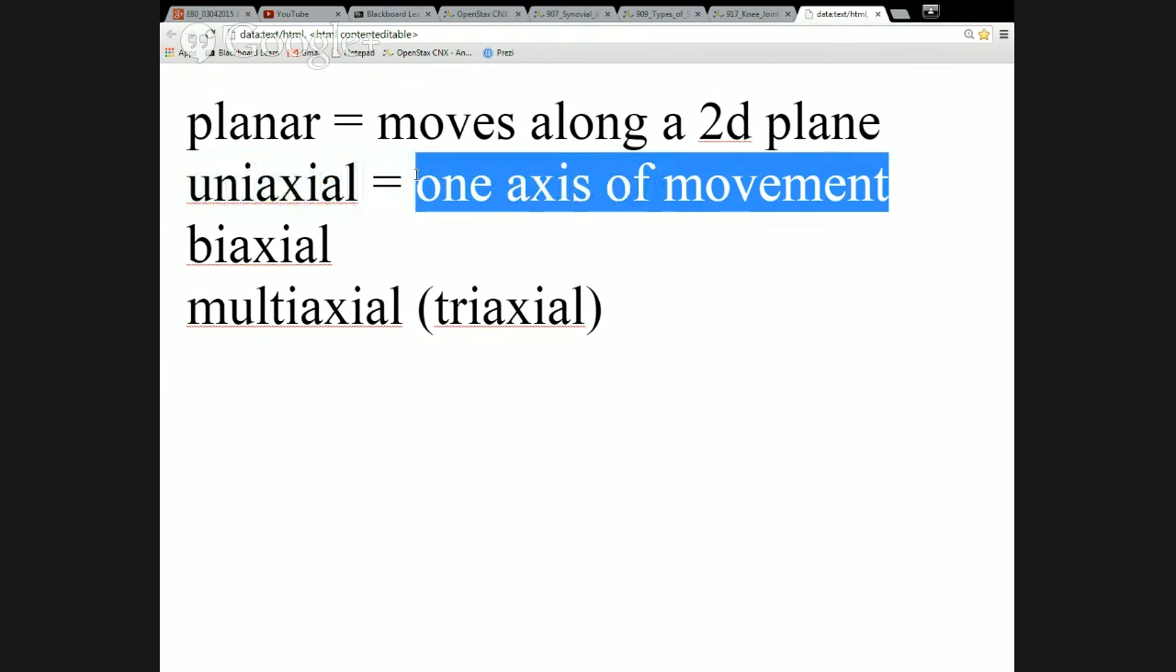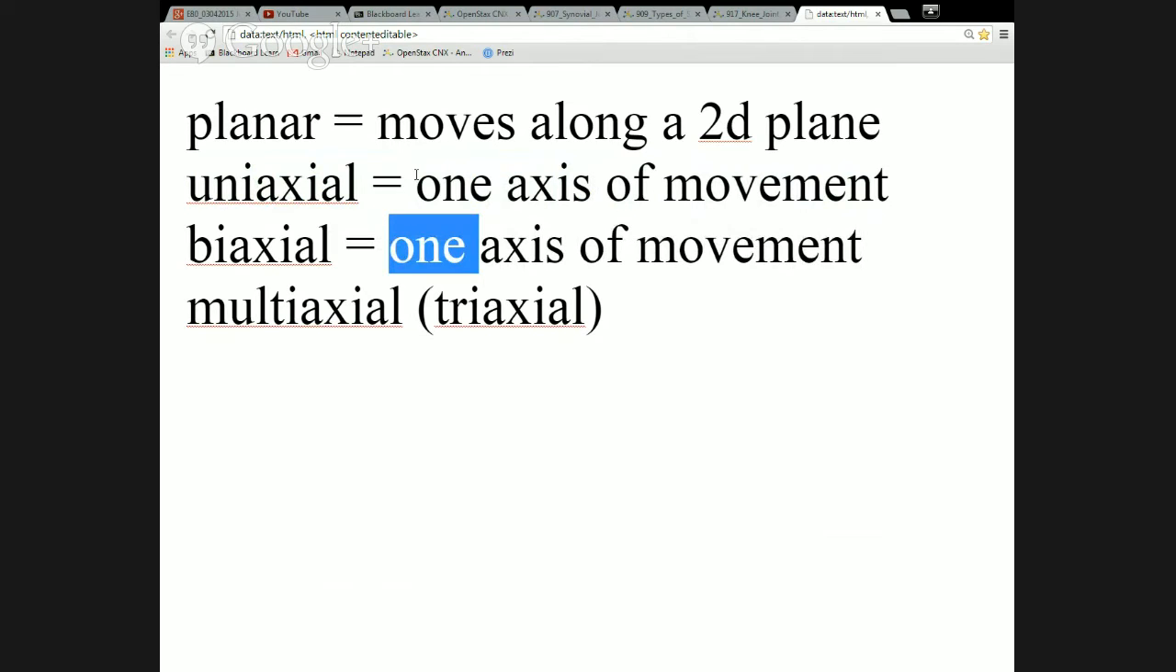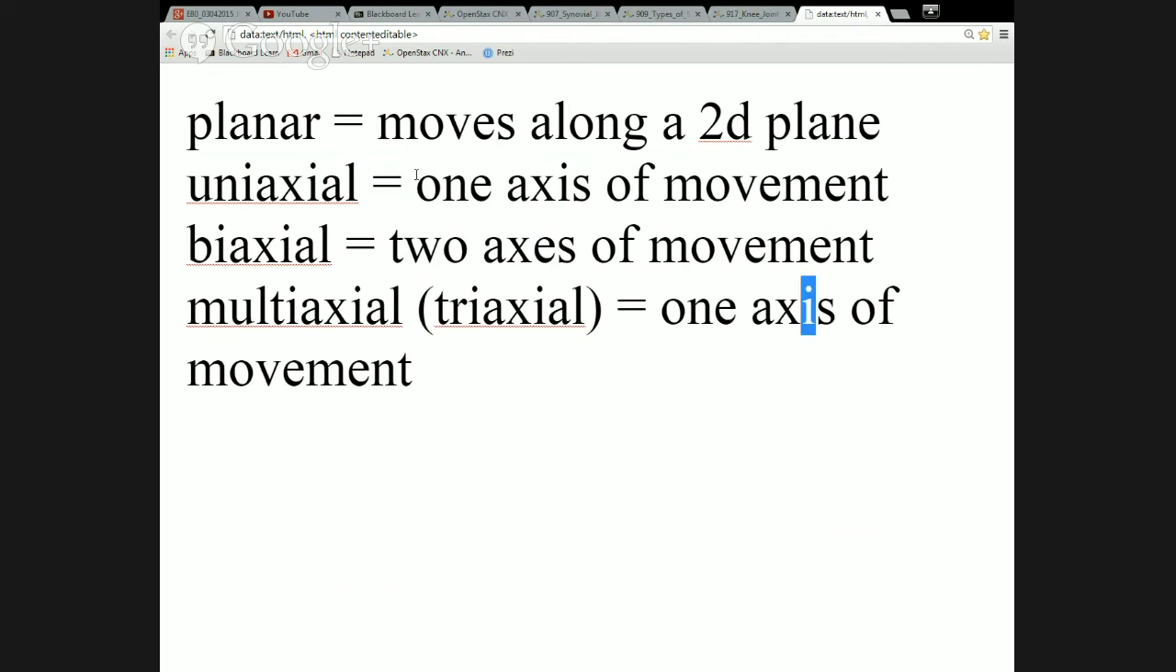And then the other ones would be 2 axes of movement, and then 3 axes of movement. Now, multi-axial really sounds like it means that there are multiple axes of movement, but really there's not more than 3. Okay, and that's why triaxial is a perfectly acceptable version of that.